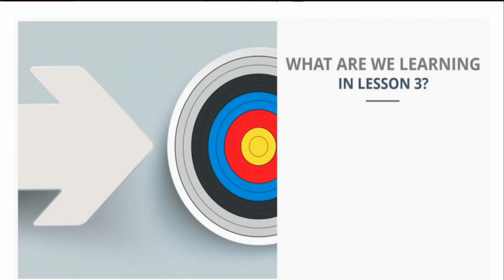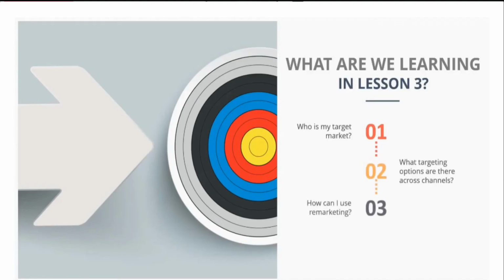What are we learning in lesson 3? Don't go anywhere. I'm going to give you an example of the challenge response that I put together, just in case you are interested. Lesson 3, we're going to be looking at who is my target market, followed by what targeting options are there across channels. Then how can I use remarketing? And finally, what are customer journeys? So this is going to be a very cool lesson, again, jam-packed with information. I hope that you're finding it good so far.